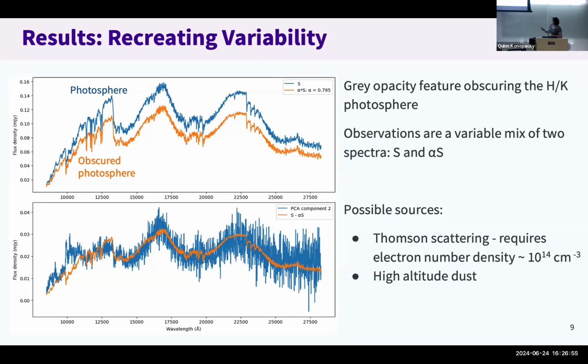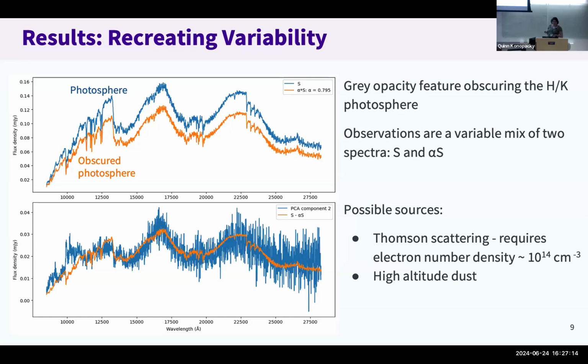So here on the left, you can see this model in action. So you have the photosphere in blue up here and the obscured photosphere in orange up here. And subtracting the obscured photosphere from the photosphere, we get our variability. And we find this matches really well in the H and K bands, lending some credence to our theory.